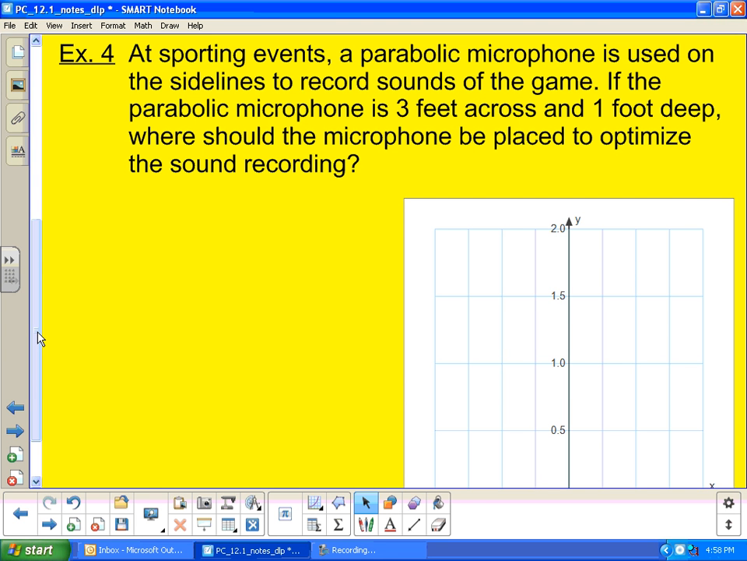But what they are is they're a microphone. And they're a paraboloid, which is the shape that you would get if you took a parabola and you spun it around its axis. You create a three-dimensional figure called a paraboloid. And these paraboloids have this microphone located somewhere on the axis of this thing. And they use this to record the sounds of the game. So we have a situation where we've got a 3-foot width on this paraboloid. It has a depth of 1 foot. And we want to know where we should put the microphone so that we optimize the sound recording.